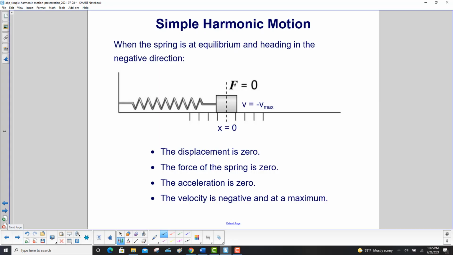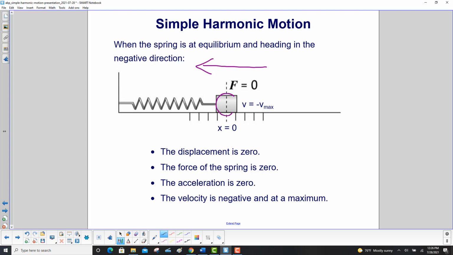When the spring is at equilibrium and heading in the negative direction, the displacement is 0, right? You're back to the equilibrium point. The force of the spring is 0. F is equal to minus kx. The acceleration is 0. And now your velocity is negative and at a maximum.